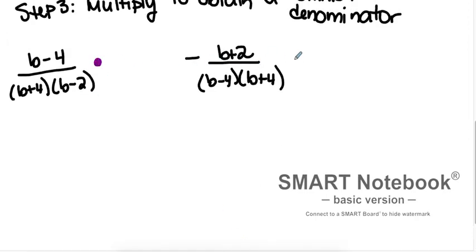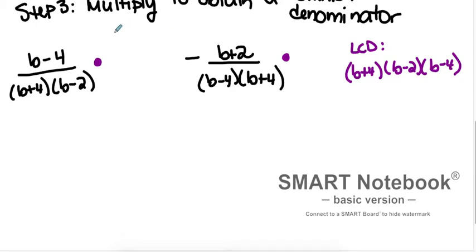So we have to multiply this fraction by something and this fraction by something. Now remember your LCD, I'll put it here on the side, was b plus 4, b minus 2, order doesn't matter, and then b minus 4. Take a look at this denominator. It has the b plus 4, it has the b minus 2, so it's missing the b minus 4. So we need to multiply our denominator by the quantity b minus 4. But whatever I multiply the bottom by, I have to do the same to the top to keep things balanced. So I'm going to multiply the top by b minus 4.